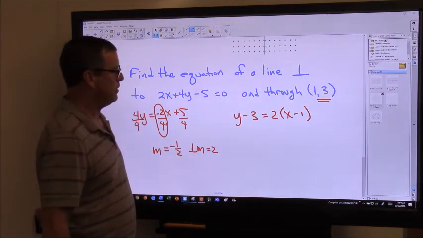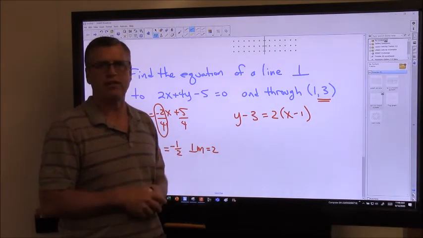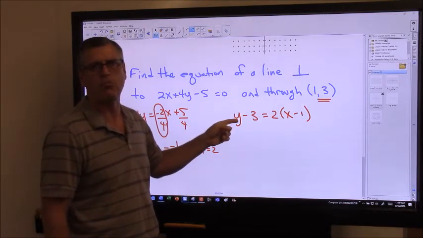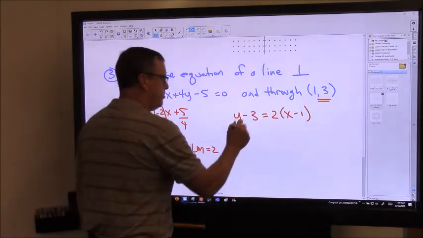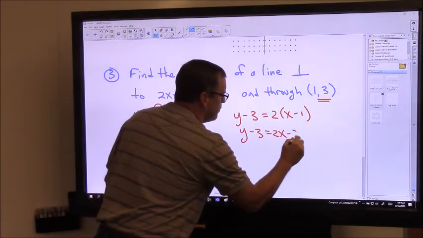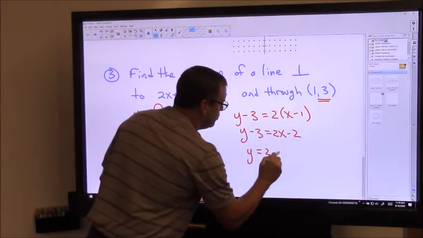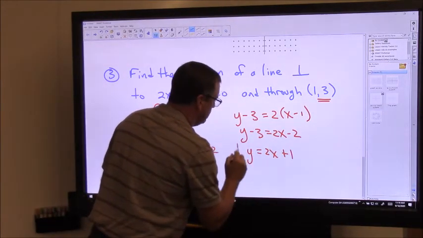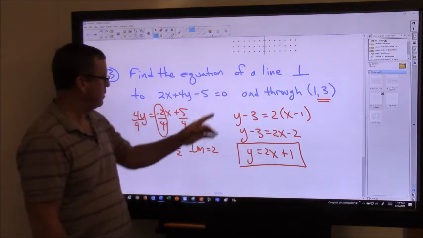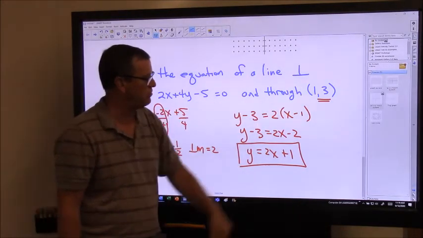So I could stop right there if I was doing the AP test. In our class, we always want to simplify things as far as we can, so we want to get this down to the point where it's in slope-intercept form. So I'll distribute the 2, and then I'll add 3 to the other side, so I get y equals 2x plus 1. There's the equation of the perpendicular line that goes through that point. It's perpendicular to this, and it goes through that point.